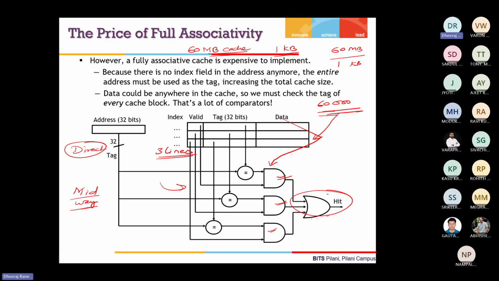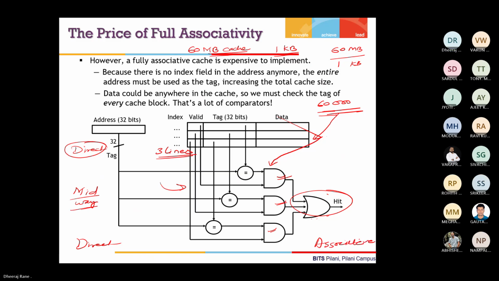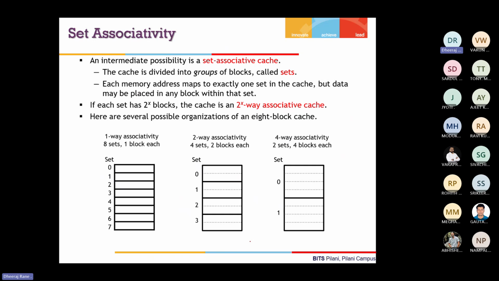So one extreme is direct, other extreme is associative, and the midway is set associative. So what does it mean? So you can just have a look. So this is one-way associative. One-way associativity is ultimately your full associativity. You can place anywhere.